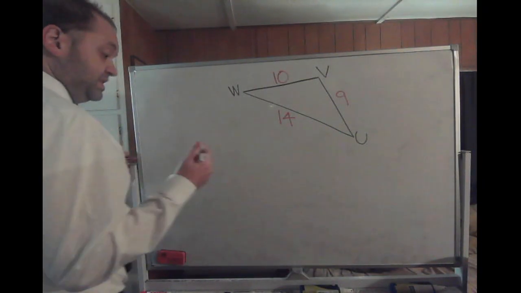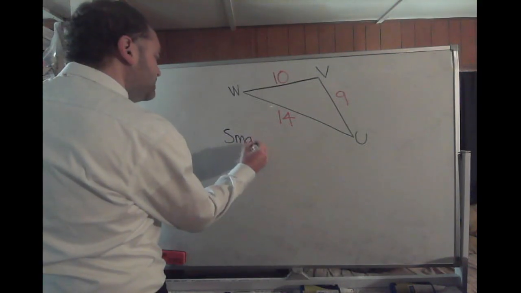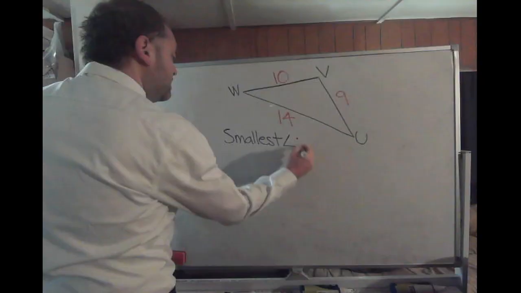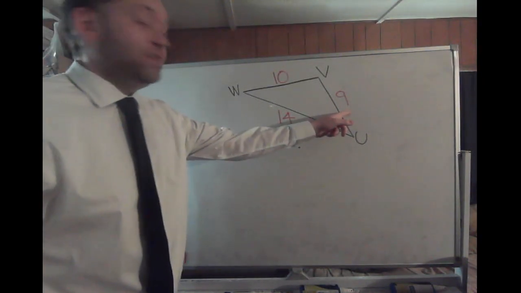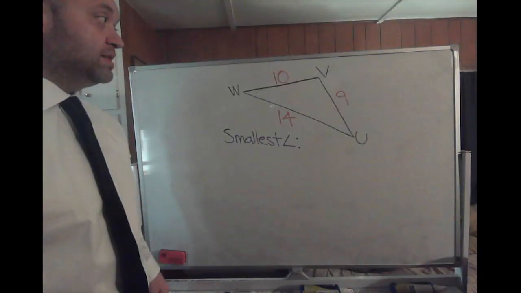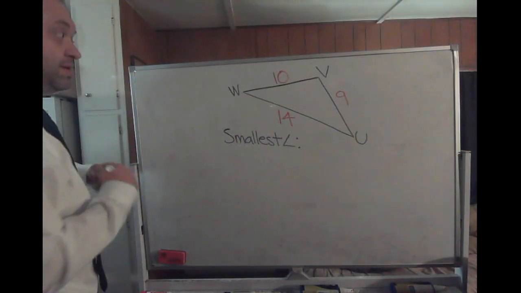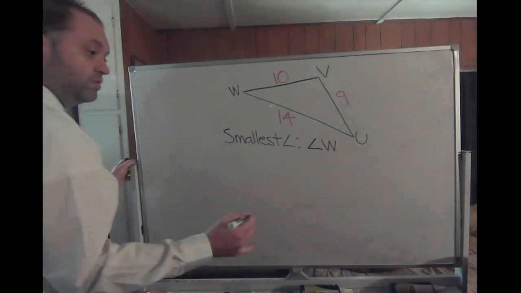We need to, once again, start with finding the smallest angle. So what would the smallest angle of this triangle be? Well, the smallest side obviously has a length of 9. That would be VU, right? So the angle opposite side VU, which would be angle W, would have to be the smallest. So angle W is the smallest angle.